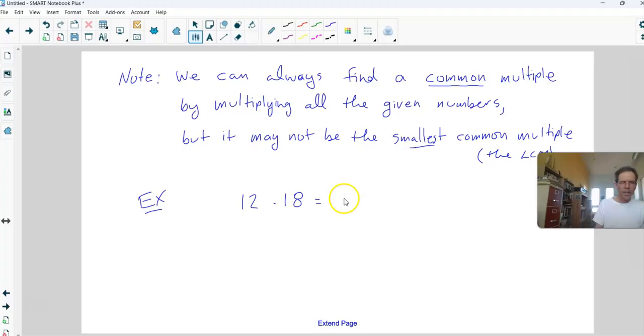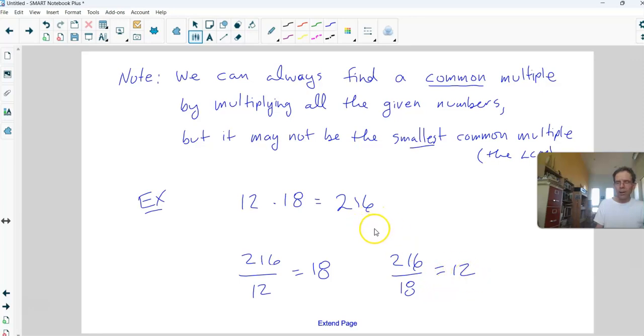So 12 and 18 multiplied is 216. And surely 216 must be divisible by 12 and 18 because we multiplied these numbers to give 216. So 216 divided by 12, well, you can guess that's 18. And 216 divided by 18 is 12. But we found out earlier that 36 is the least common multiple. So 216 is a common multiple. 36 is the least common multiple. Okay, well, what we're interested in is the least common multiple. So let's work on that.